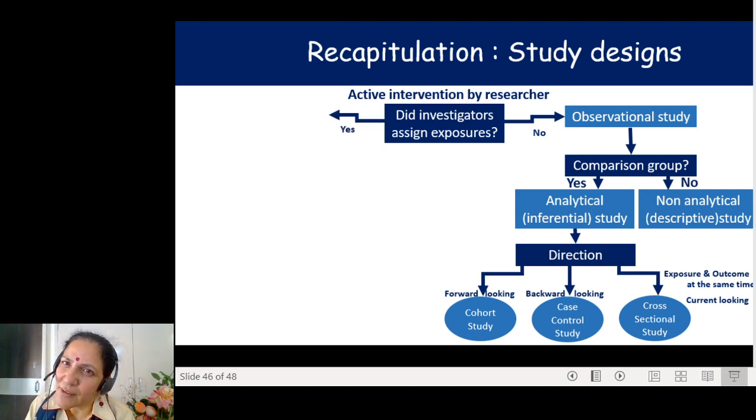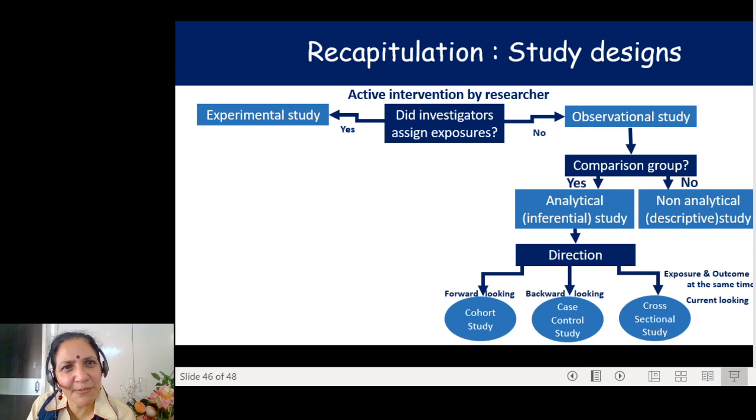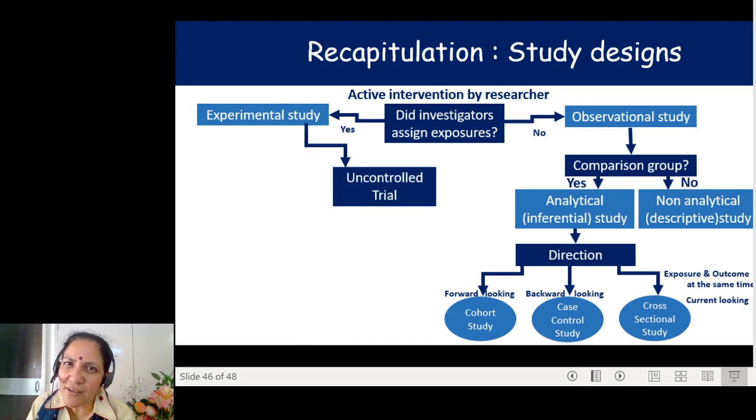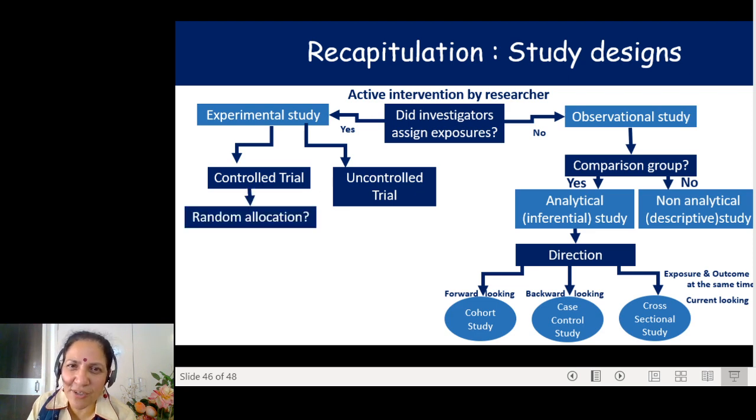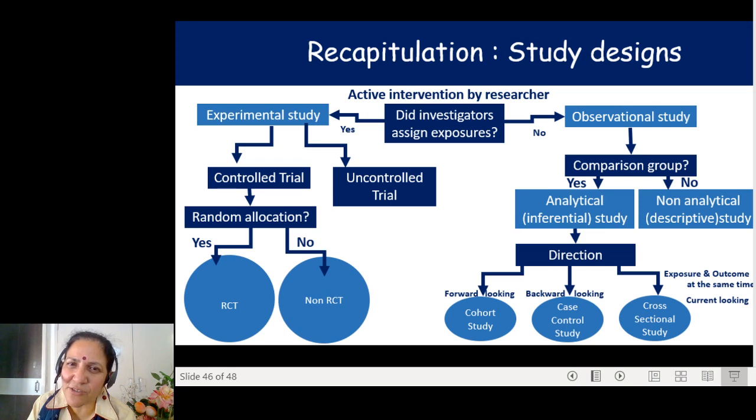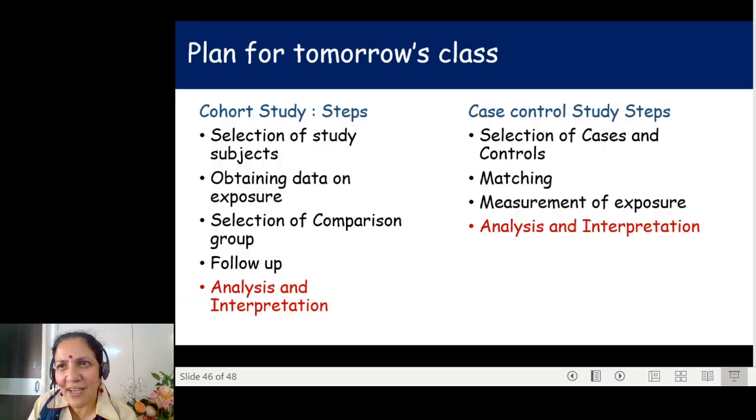See, on the other arm, if there has been an active intervention by the researchers, then it is an experimental study. Again, the experimental studies can be of two types, an uncontrolled trial or a controlled trial. A controlled trial, if there is a random allocation, it's a randomized controlled trial. And if there is no random allocation, then it can be a quasi-randomized controlled trial or a non-randomized controlled trial. So I think with this slide, you can write your answer related to the study design, and most of the common study designs have been covered.